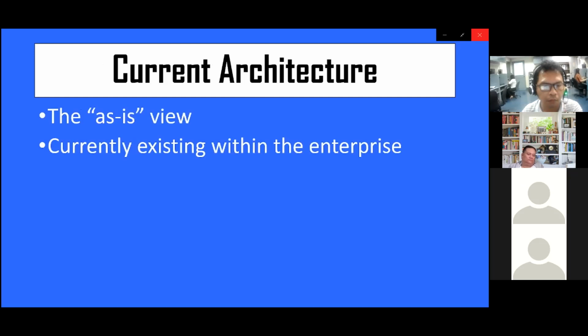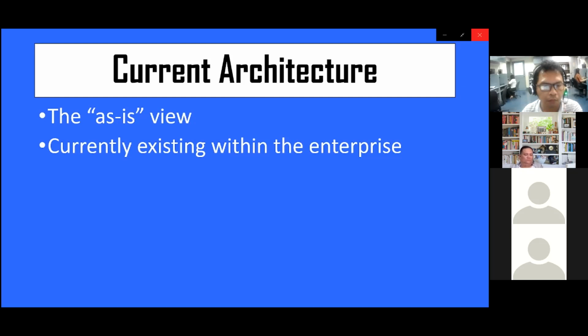Okay. So when we say current architecture, I've mentioned this earlier, the as-is view. So it's important, of course, before you can plan for the future, you have to understand what's going on in the present. So that's where current architecture will come from. So currently existing within the enterprise, what's the current state of the operations of the different levels of the company, the business units? Are they conflicting when it comes to practices, when it comes to information systems, and other stuff?